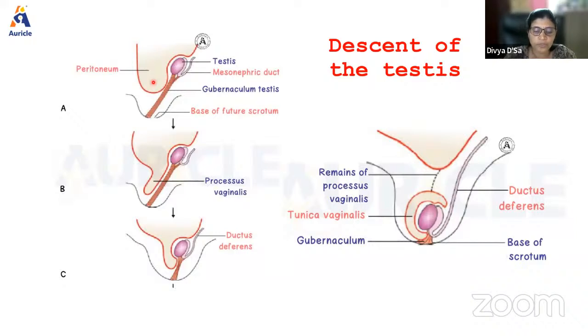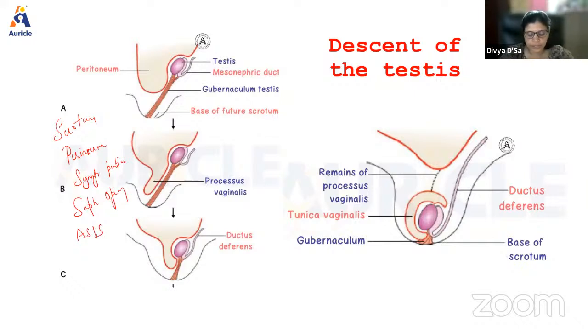So it can be attached to the bottom of the scrotum, which is normal, or it can be attached to the perineum, or to the symphysis pubis, or to the saphenous opening in the thigh region, or to the anterior superior iliac spine. So all these regions it can be attached.